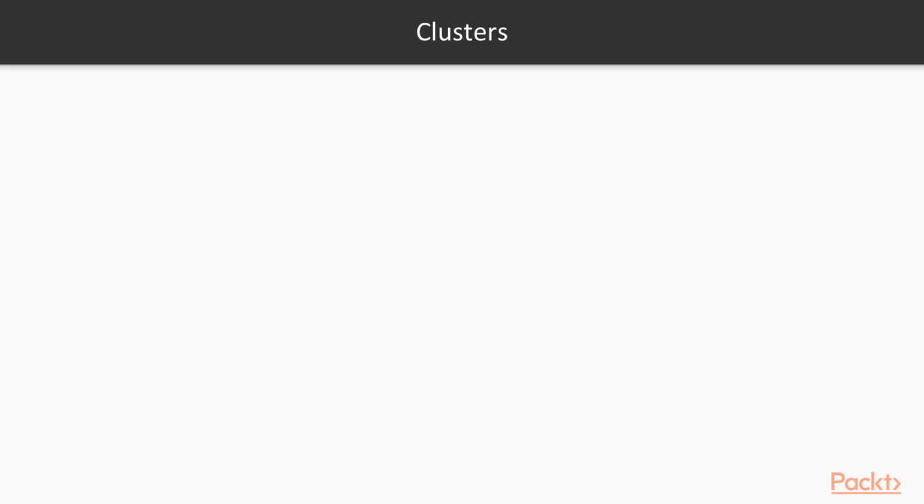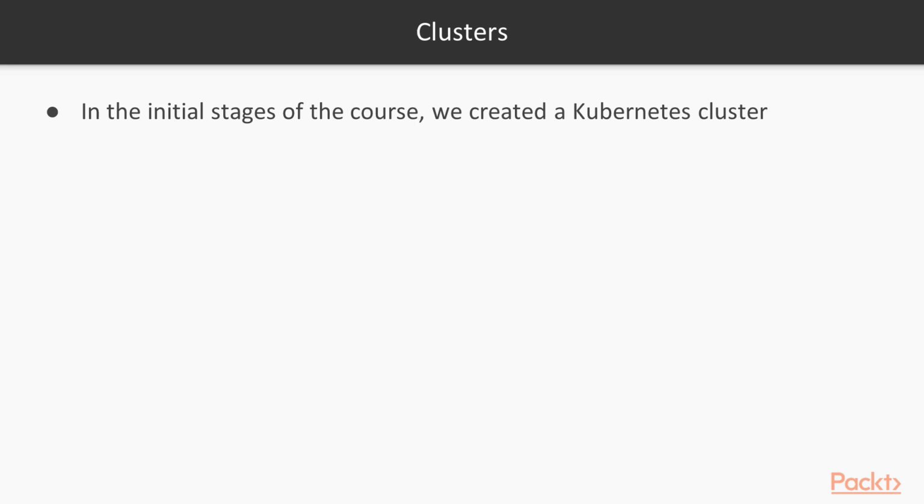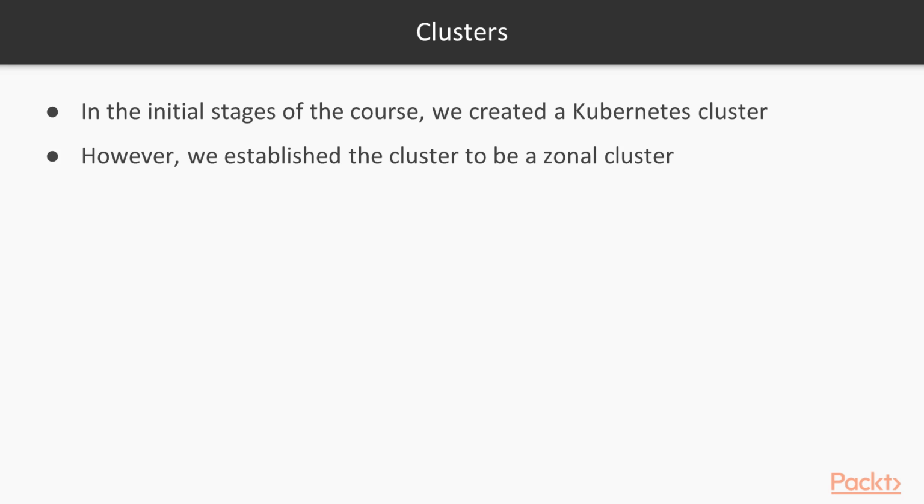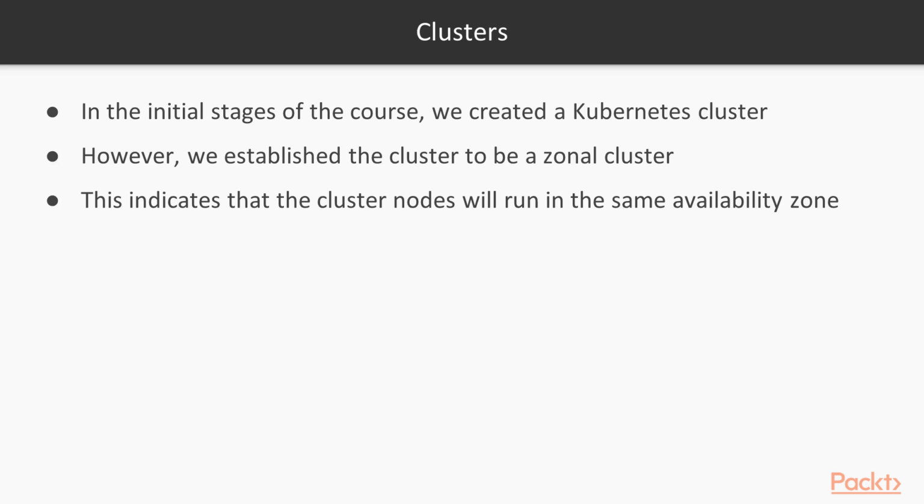If you recall from the first section of this course, we went to the Google Cloud Console to create and configure a Kubernetes cluster. At the beginning of the course, we quickly created a Kubernetes cluster, but we decided it would be a zonal cluster. What that means, in terms of high availability, is that the cluster nodes would all be running in the same availability zone. An availability zone in GCP is a data center.